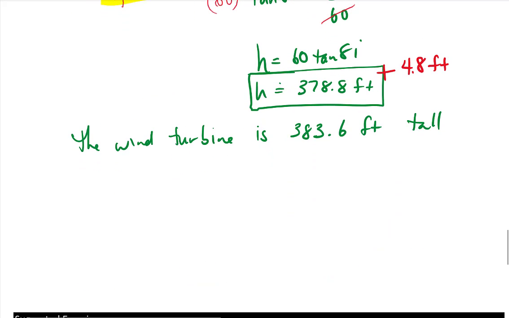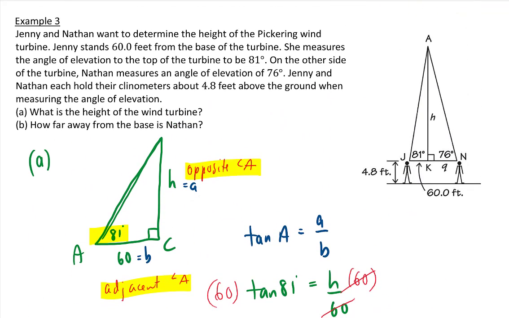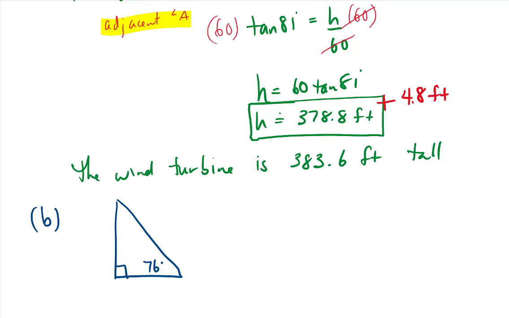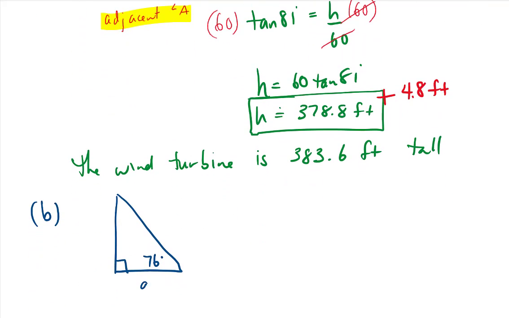All right, let's answer part B now. So part B wants to know, how far away from the base is Nathan? So here's the base. They want to know this distance here. So let's draw out his triangle. So here's his triangle. He has 76 degrees as his angle of elevation. So we have Q as the base here. And we now are going to take the H from our previous result, 378.8, and use that for the height of his triangle.